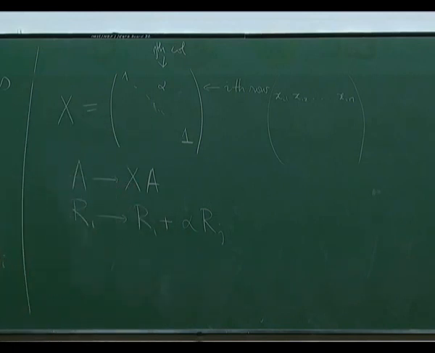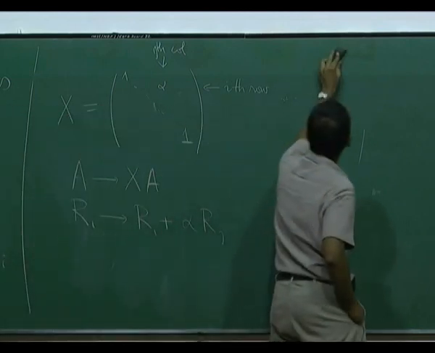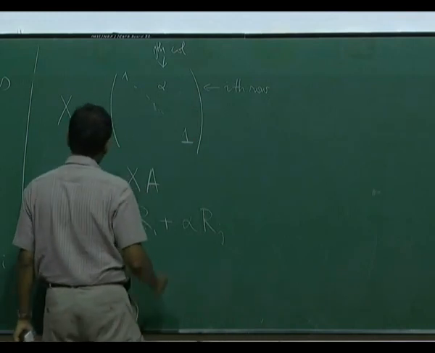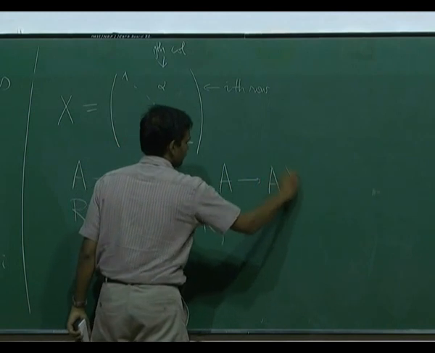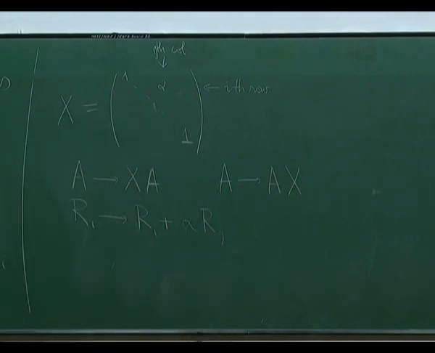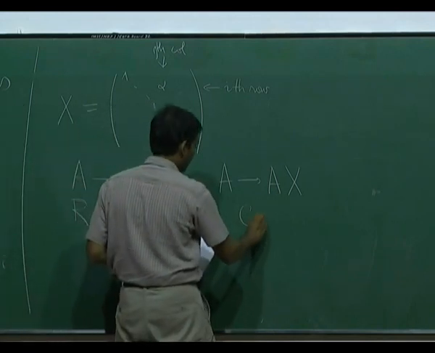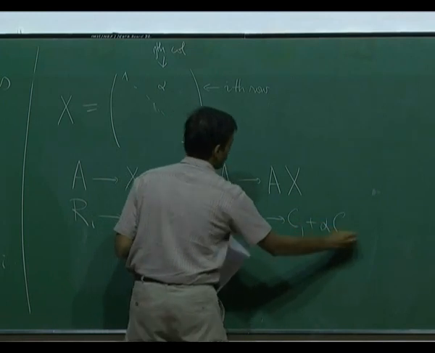In this case, alpha can be 0 also, this matrix will still be non-singular. But if alpha is 0, you are not doing anything at all to your matrix. And there is another thing you can do, you can take A to AX, and this will have some effect on the columns, and I will leave you to work it out later if you like. But what this does is, the jth column goes to the jth column plus alpha times the ith column.